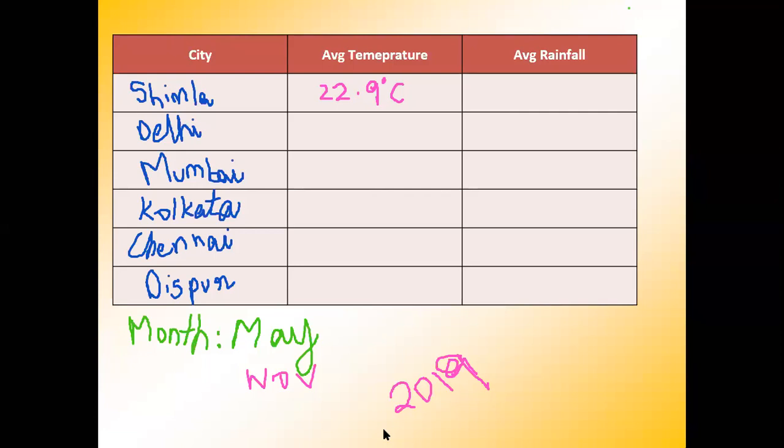You decide if you want to do inches or millimeters. Even in temperature, whether you want to do Celsius or Fahrenheit, it's absolutely a choice for you. But whatever you do, you will do for all the 6 cities. You can't take millimeters in one and inches in the other, or Celsius in one, Fahrenheit in the other. Whatever you do, you're going to do the same through all the cities. So I'm going to take Celsius and millimeters for me.